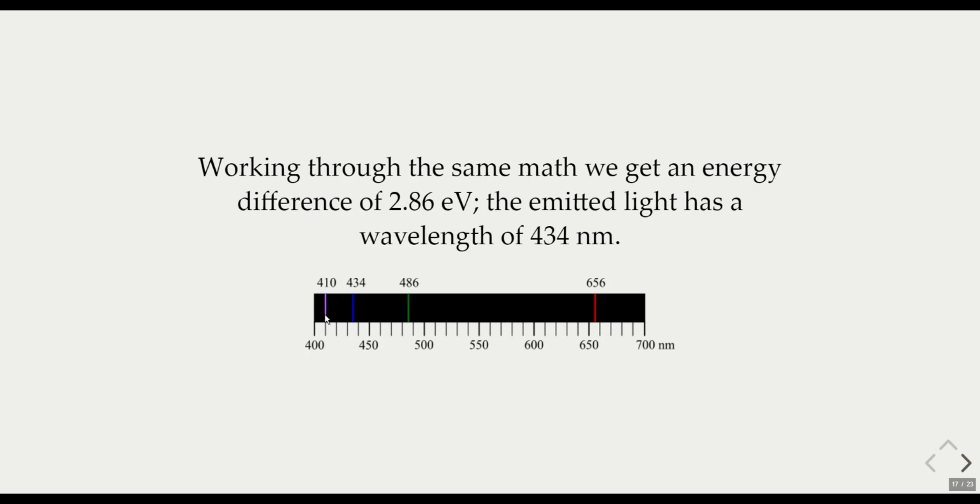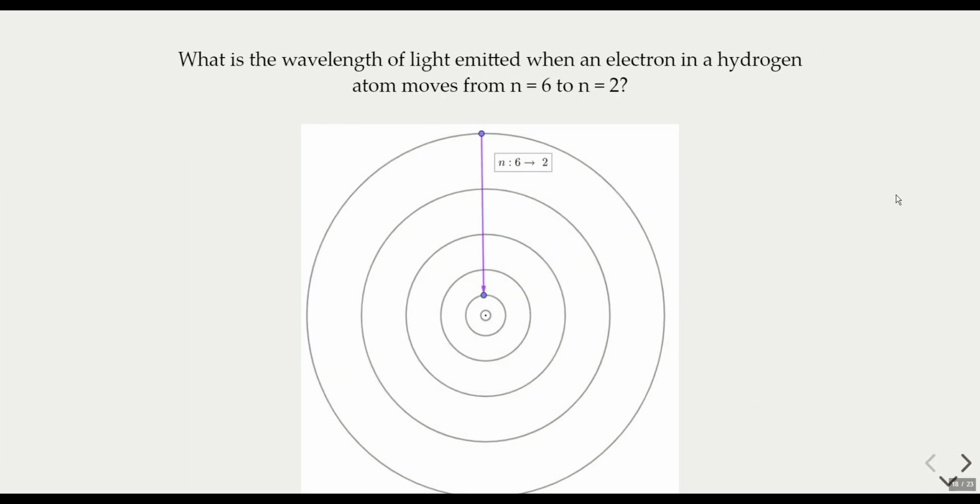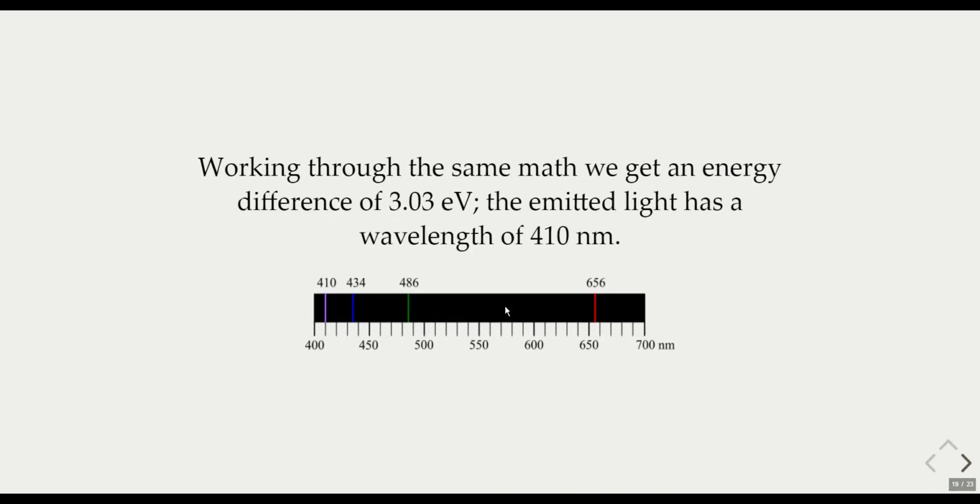There's our 434. The 410 works exactly the same way. If you calculate the energy in the 6 according to the Bohr model and the energy of the second like we've been doing, again the numbers come out. 3.03 electron volts is the difference in energy. Find out what kind of light would be associated with that energy. It turns out to be light that has a wavelength of 410. Well, this is a pretty big thing.